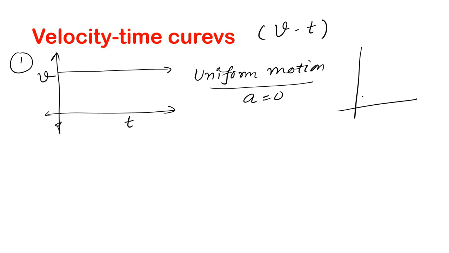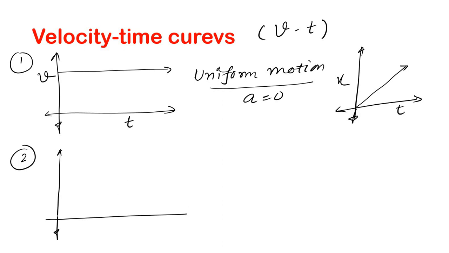Right. Now, the second case is where you have uniform acceleration. So if the graph is a straight line with constant slope, this graph indicates the acceleration is constant. Of course, it is positive because the slope is positive. Such a motion is called uniformly accelerated motion. This slope can be positive also, and this slope can be negative also.